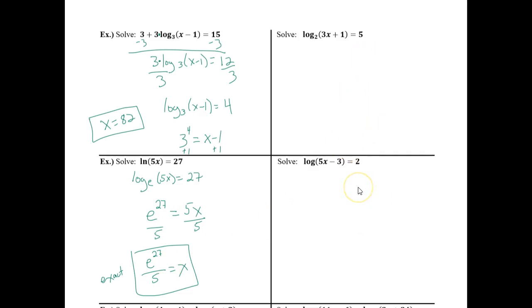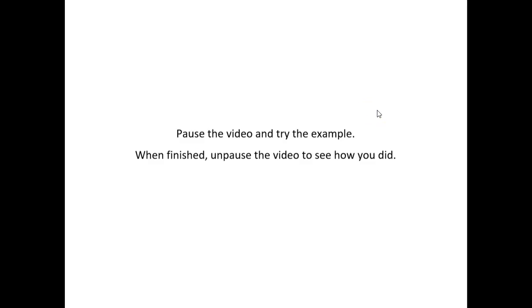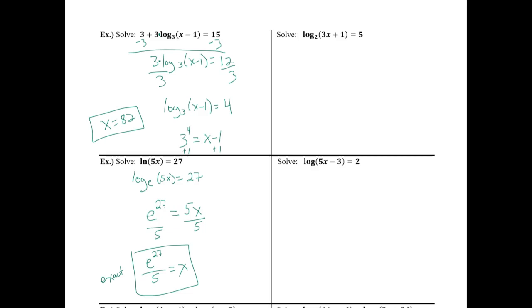I would like you to try the 2 examples on the right hand side. Let's see how you did.